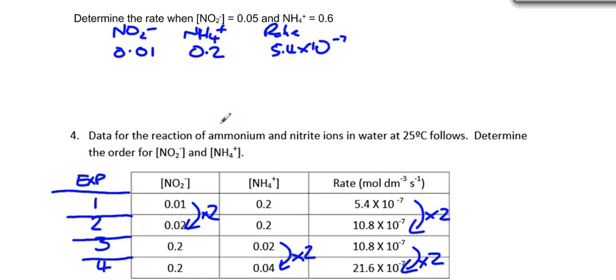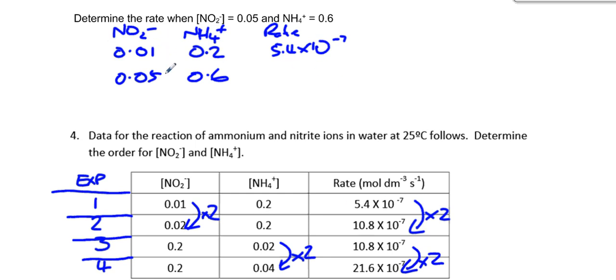So you can see that what I've drawn out there, the top line, is experiment 1. Now the new information the question's given us is that NO2 minus is going to change to 0.05. I swear I chose a green pen for that, you know. And the NH4 plus is going to go to 0.6. The question now is, how is this rate going to change?